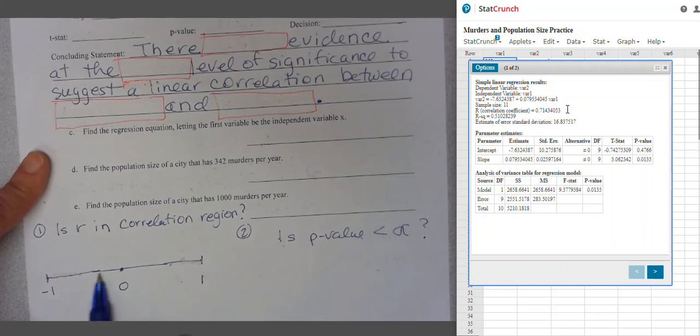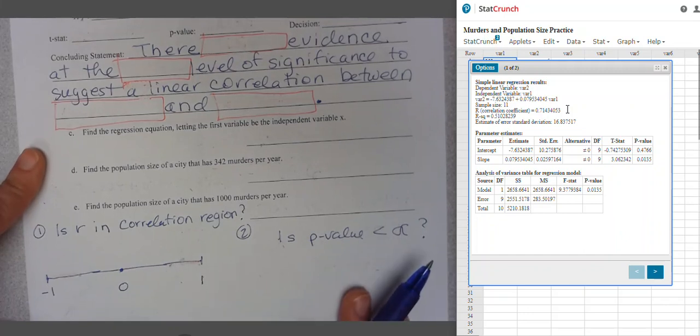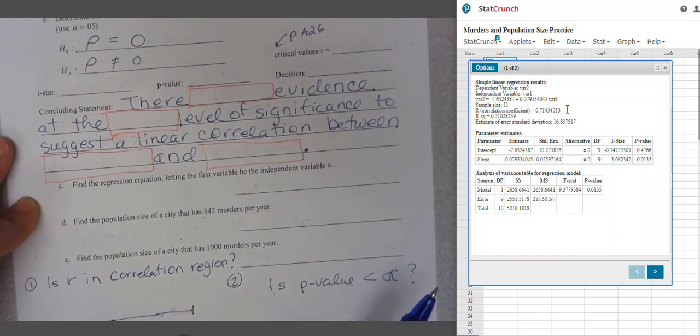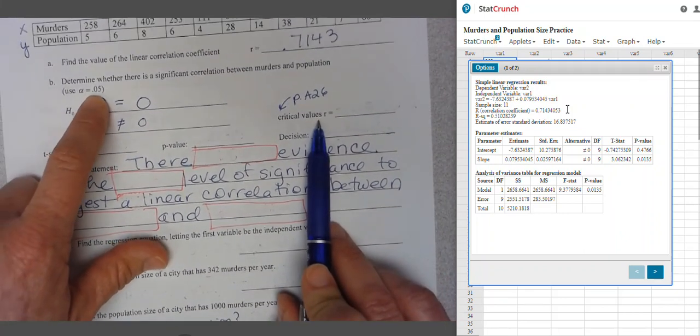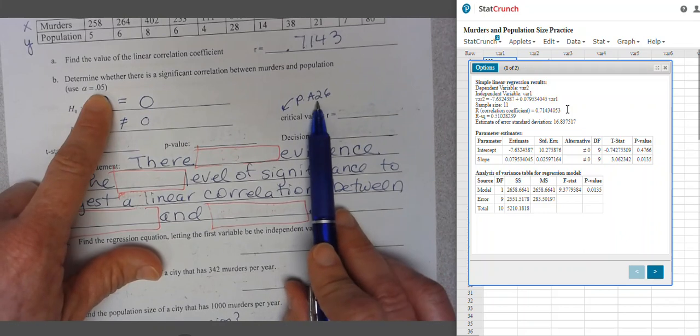But we need to know where's this cutoff value. Like, where do we say, somewhere along here, yeah, it's far enough away from 0 to say that we have correlation. Now, that value is called a critical value. The critical value is based on what alpha is, and we get this from a table.